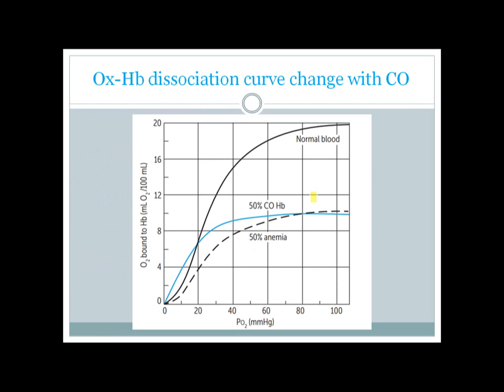Here you can see the oxygen hemoglobin dissociation curve change with carbon monoxide. The curve is here, the greenish curve. First it is shifted to the left a bit, and as you can see, the hemoglobin saturation does not reach that much, so 50% carboxyhemoglobin saturation.